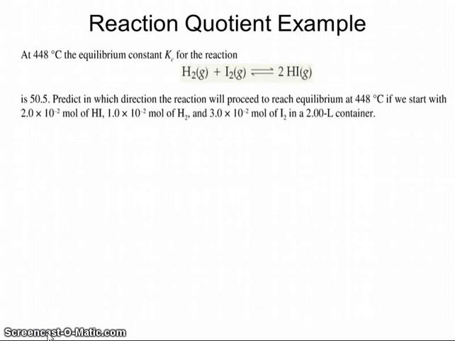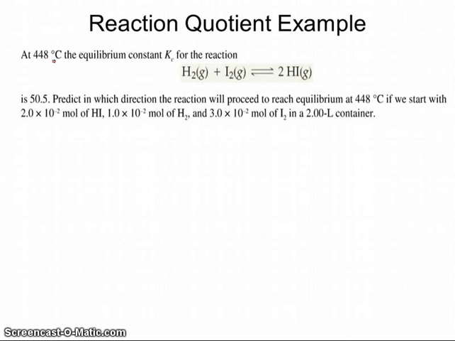And so how do we deal with this? Well, we can take an example where, at 448 degrees Celsius, we have a reaction between H2 and I2 to make 2HI. We're going to know that Kc for this reaction is 50.5. We want to know in what direction the reaction will proceed if we start with the following concentrations of the components. I'm going to put in a little product and a little of each of the reactants, and we want to see what will happen.